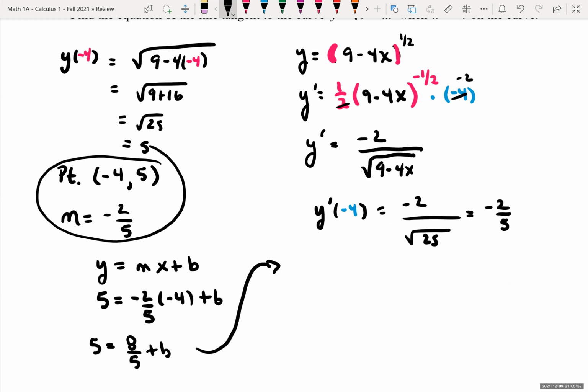So subtracting 8/5 on both sides, I see that I'm going to need a common denominator. So we can get a common denominator of 5. So 5 with a common denominator of 5 would be 25 over 5 minus 8/5 is equal to b. So we get b is equal to 17 over 5. So the equation of our tangent line at x equals -4 on the curve is going to be y equals -2/5 x plus 17/5.